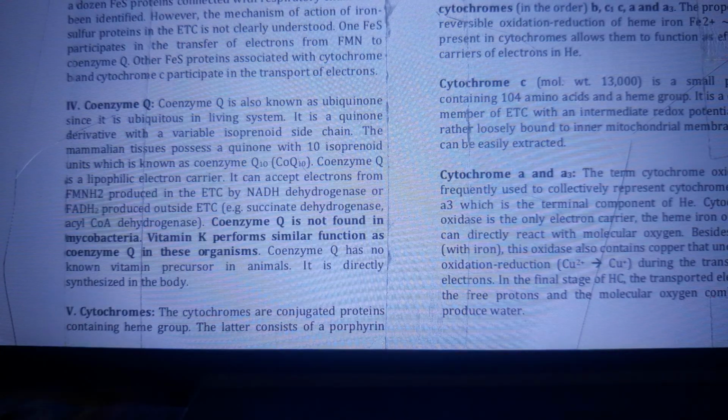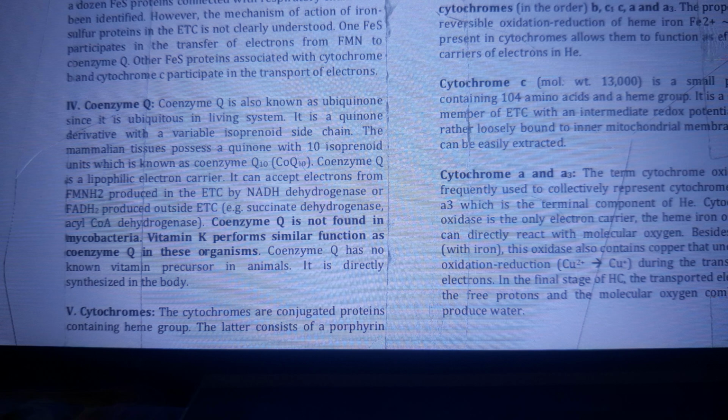3 cytochromes were initially discovered from the mammalian mitochondria. They were designated as cytochrome a, b, and c, depending on the type of heme present and the respective absorption spectrum. Additional cytochromes such as c1, b1, b2, a3, etc. were discovered later. The electrons are transported from coenzyme Q to cytochromes in the order b, c1, c, a, and a3. The property of reversible oxidation-reduction of heme iron, Fe2 plus and Fe3 plus, present in cytochromes allows them to function as effective carriers of electrons in the ETC.